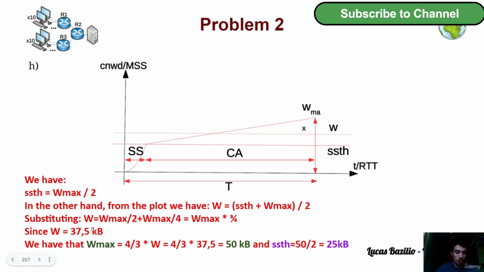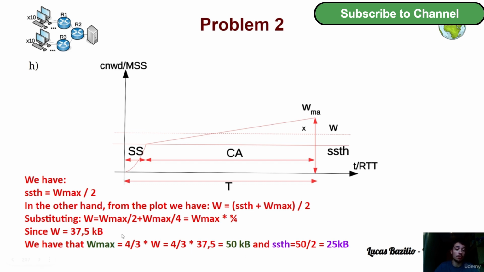Since we know that the window is equal to 37.5 kilobytes, as we already calculated in previous questions, what is going to be the value of the maximum window? Well, we can just substitute. This 3 comes here dividing, and this 4 comes here multiplying. So the maximum window is going to be 4 divided by 3 multiplied by the value of the window in kilobytes, which is 37.5. We multiply, and this gives us 50, of course the unit also in kilobytes.